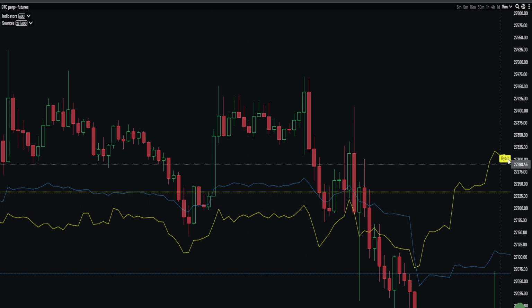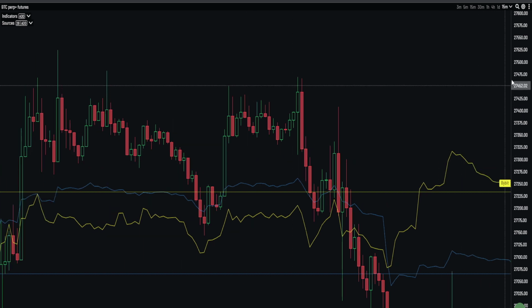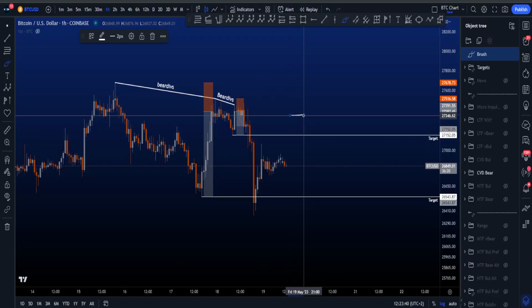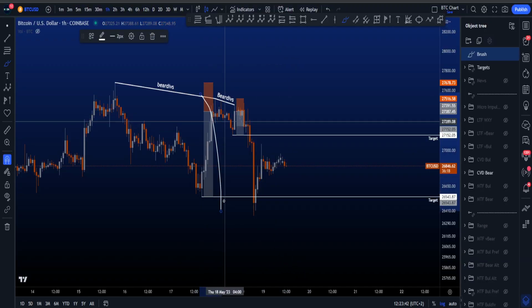And the yellow line is the Bybit CVD, and the blue line is an aggregated CVD from many platforms. And both work. You can find the template and everything in my Discord. So this already played out.